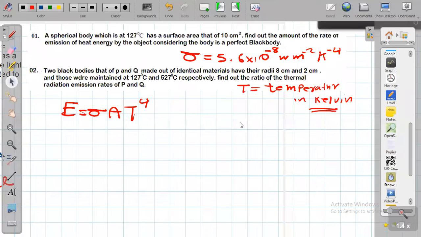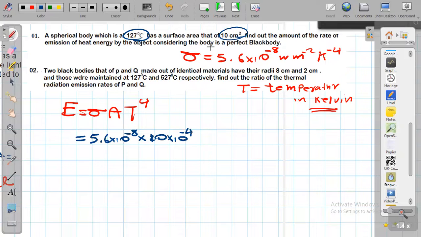Right. Let me explain the first question. You have to refer to this equation that is given here. According to this, the temperature is 127 Celsius and the surface area is 10 square centimeter. Now you have been given those basic data, and sigma is, as I told you, 5.6 into 10 to the power minus 8, and multiply that by 10 into 10 to the power minus 4.